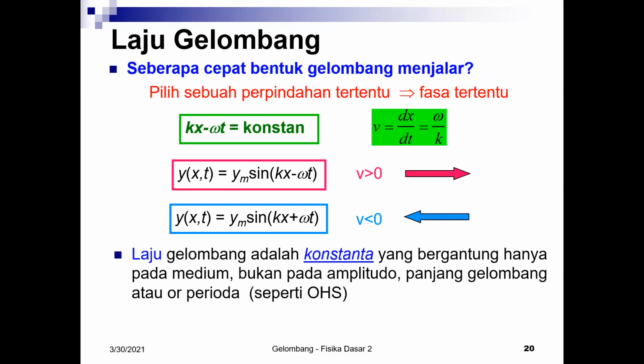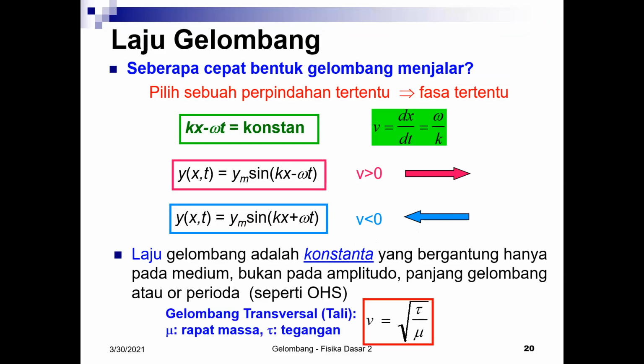So in particular, the speed of the waves is constant and depends only on the medium, not on the amplitude, wavelength, or period. This is, for example, for string waves, a transverse string wave. We have mu, the mass density per length, and tau, the tension, the force on the string.